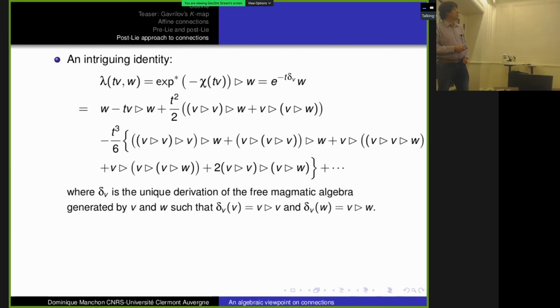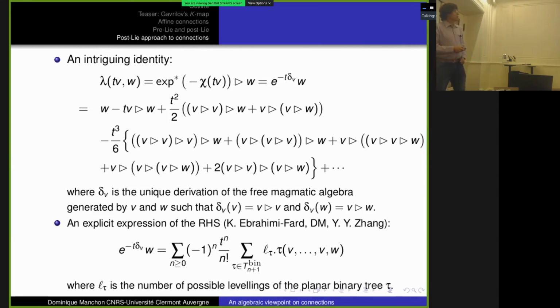So what is this guy here? It is expanded like this up to order 3. And first of all, what is delta V? Delta V is the unique derivation of the free magmatic algebra generated by two generators V and W, such that delta V of V is equal to V triangle V, and delta V of W is equal to V triangle W.